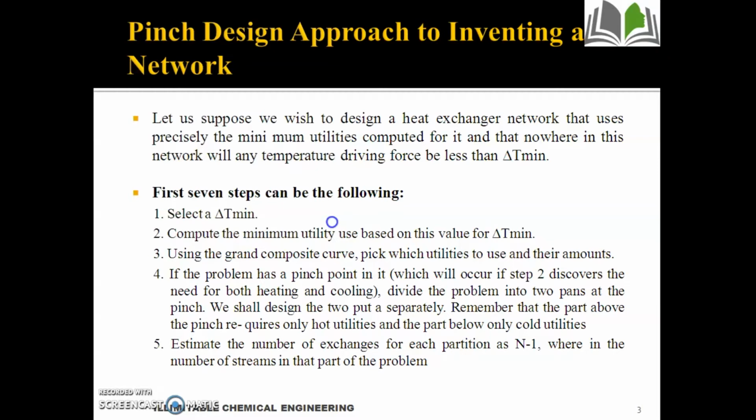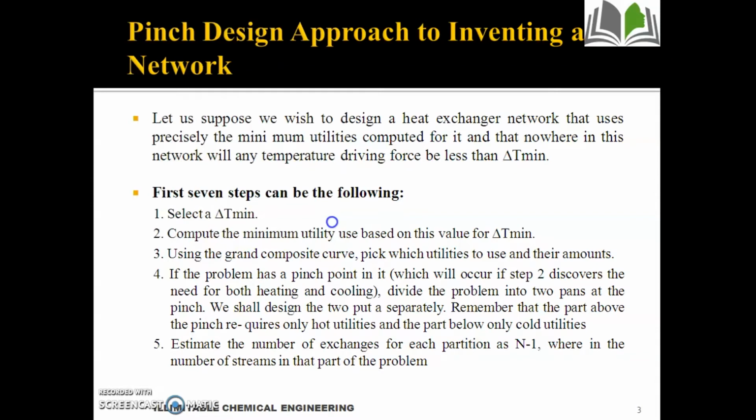The first step is to select the delta T minimum, meaning the minimum approach temperature, for the particular problem. The second step is to compute the minimum utility used based on this value of delta T minimum. Using the grand composite curve, pick which utilities to use and the amounts. The fourth one is, if the problem has a pinch point in it, divide the problem into two parts at the pinch. So we'll divide this problem at the pinch, one at the hot side and one at the cold side.